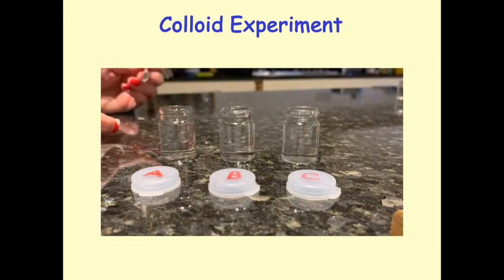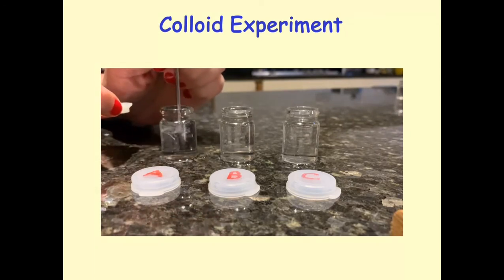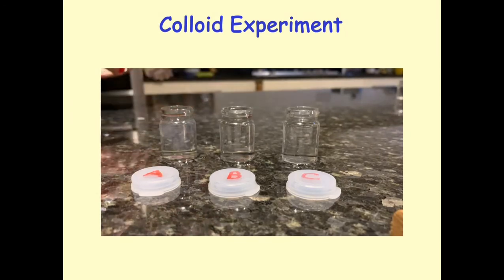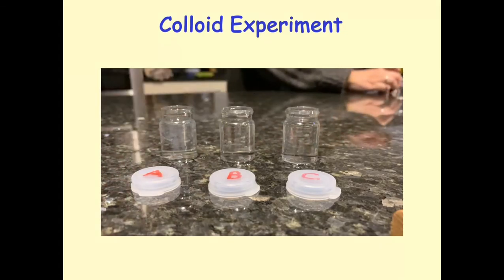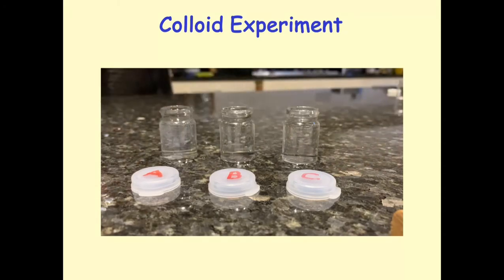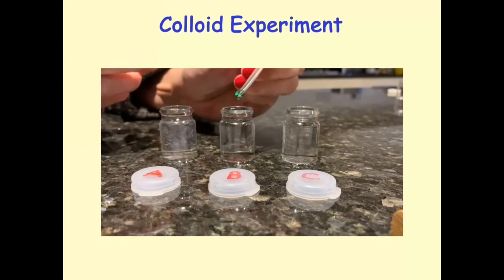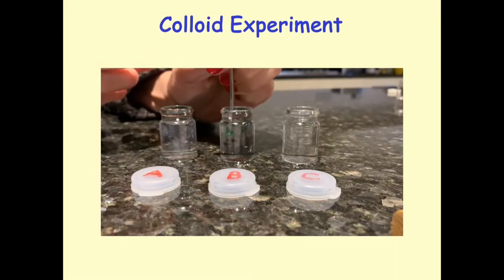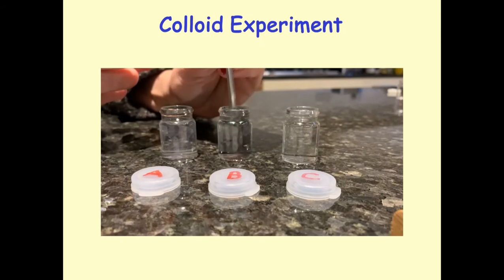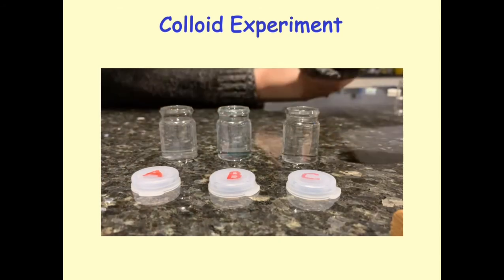I'll probably add just a little bit too much. It's a bit hard to add as little as I need. And then a small amount of washing up liquid to one of them. So I'll just add that into one of them. And then in the final one, I'm going to add sugar. So I'll have a milk solution, a washing up liquid solution, and a sugar solution.